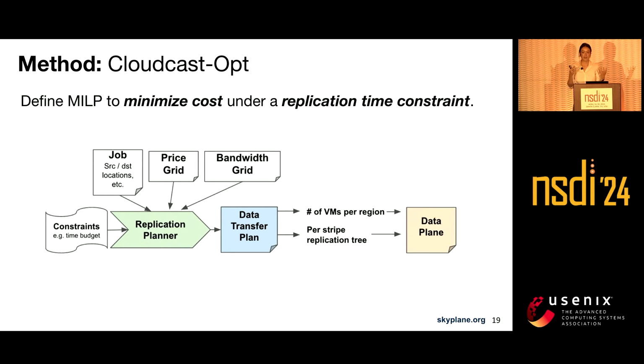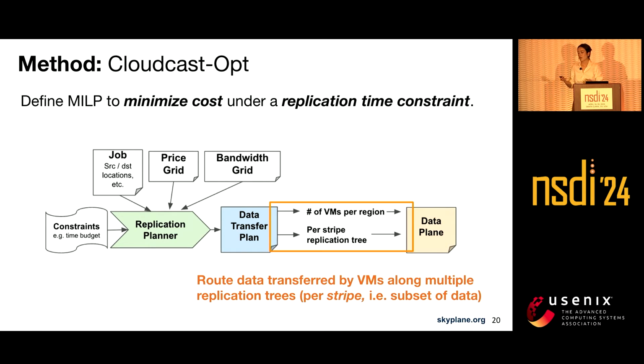So we define a MILP to minimize costs under a replication time constraint. The output of this MILP is basically figuring out how we can route data by determining both the number of VMs to create in each region and also how to route multiple stripes across multiple replication trees. Each stripe is just a subset of data, where different stripes will be assigned to different replication trees.